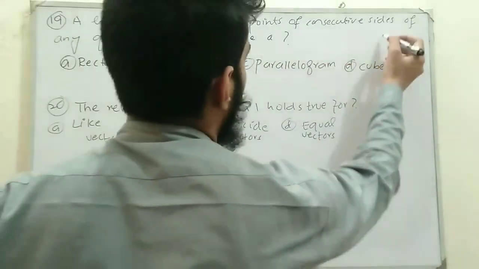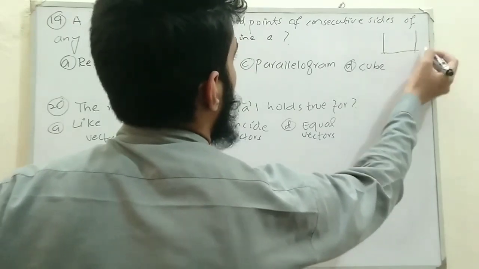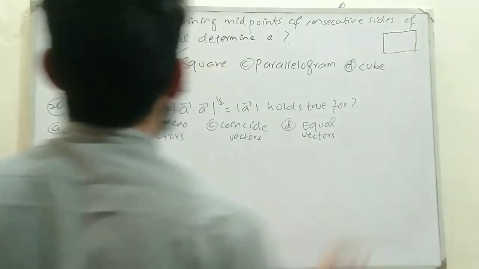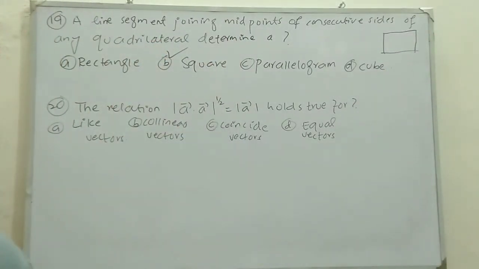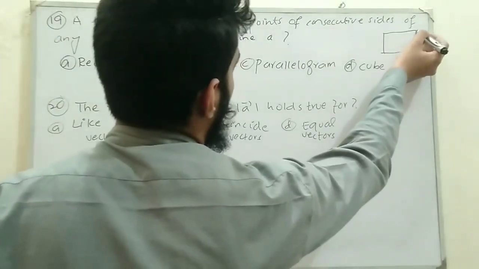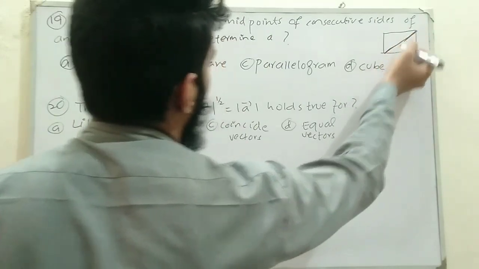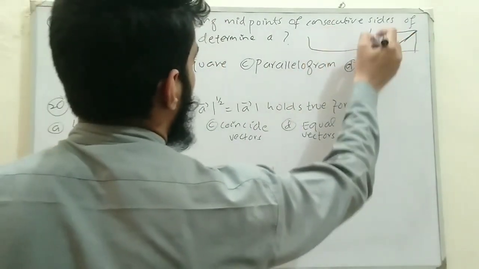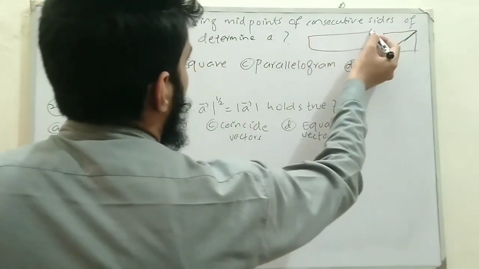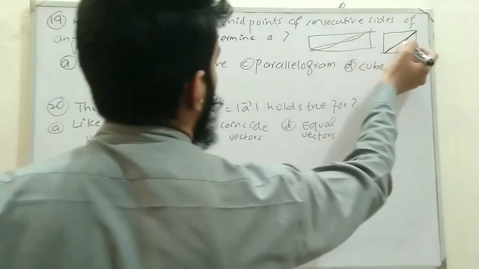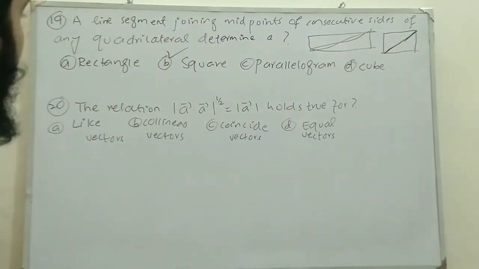Square is just like this: all sides of this type of quadrilateral will be equal. So it means that the line segment joining midpoints of consecutive sides of any quadrilateral determines a square, because we have drawn any diagonal in the square. In the case of a rectangle, the diagonal is not very interesting, just like a square. So the correct option is option number B.